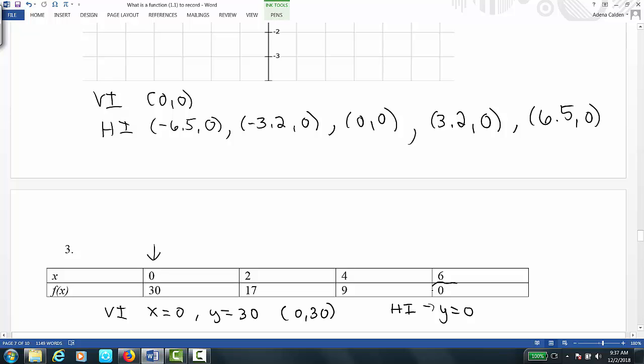It happens right over here at the end of the table. It happens when x equals 6. So here, I have one horizontal intercept when y equals 0 and x equals 6. So my horizontal intercept is at 6, 0. Remember, coordinate points are written x, y, so we write the x value first. So on this table, we had both a vertical and horizontal intercept. Finally, we want to consider what happens when we have a word problem.